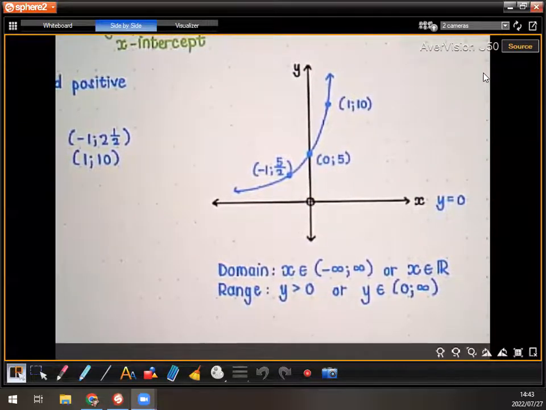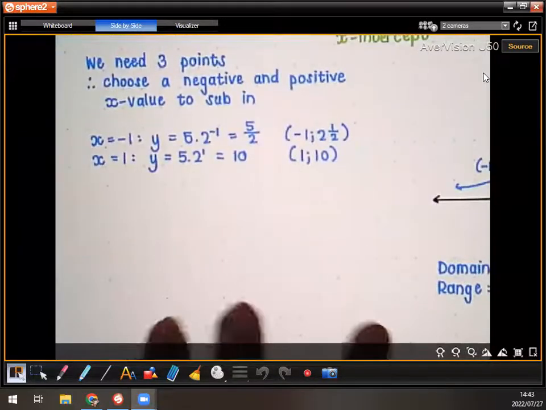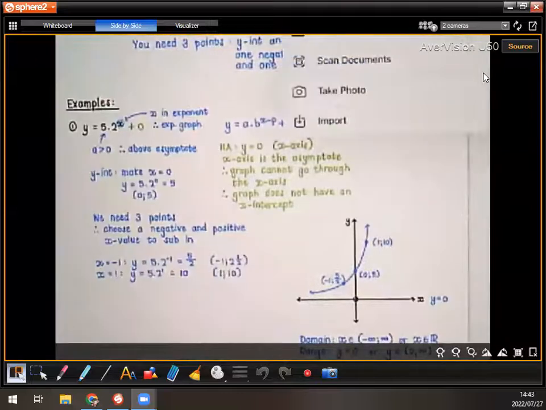How much time do we have? 15 minutes already. Okay, okay, I'm gonna have to do another one that's positive, just so that we can do one with an X-intercept. Should I not? Is that good enough?